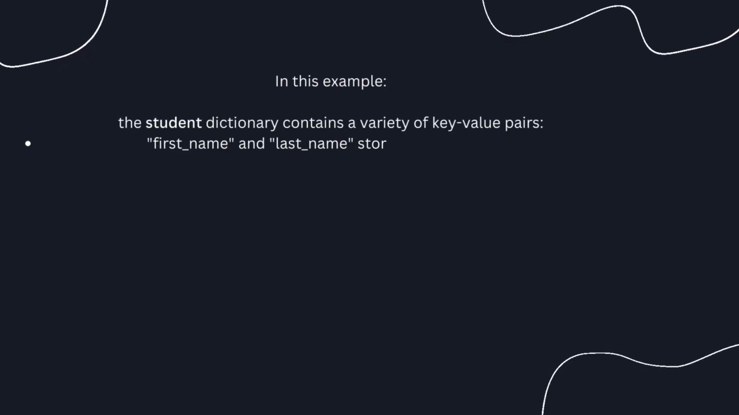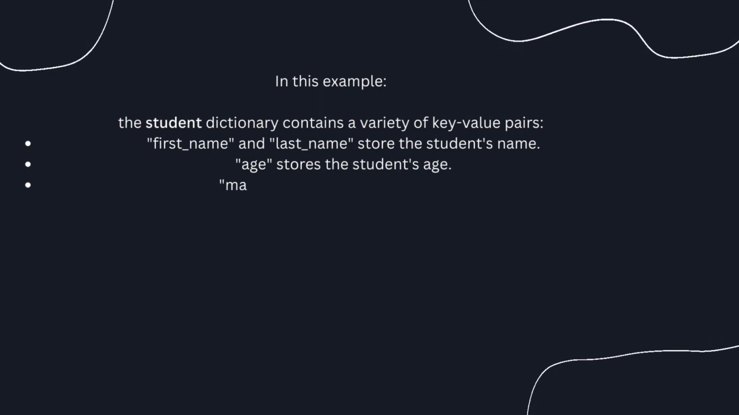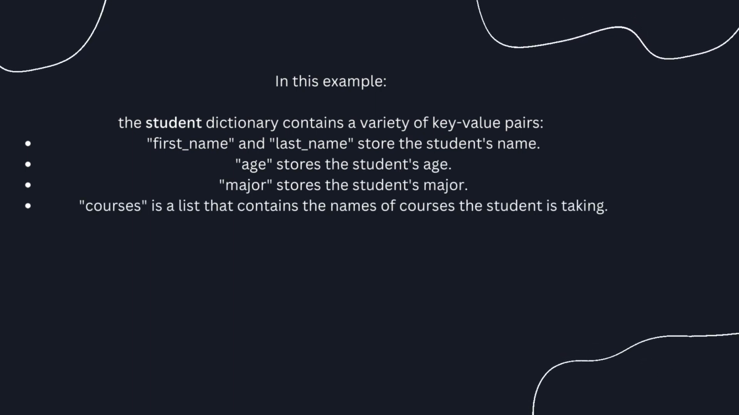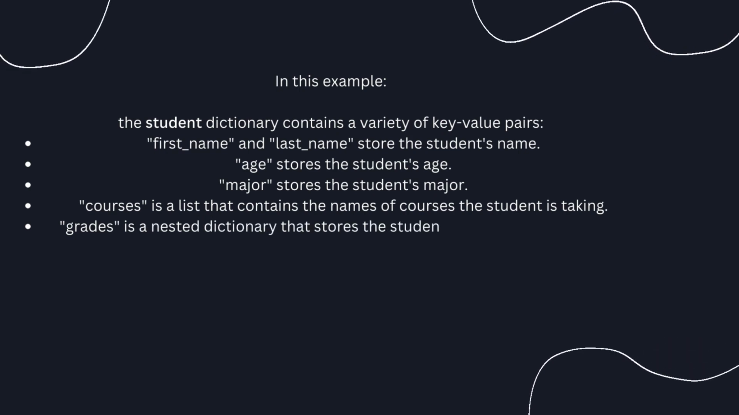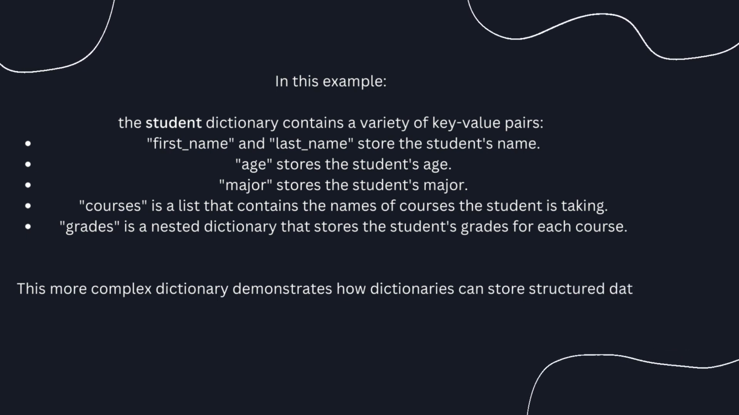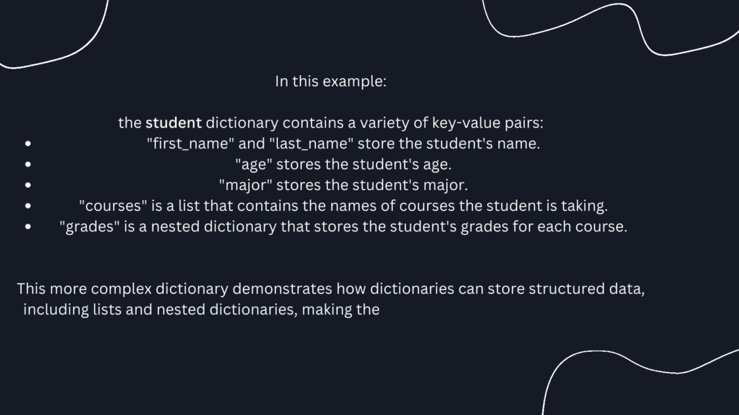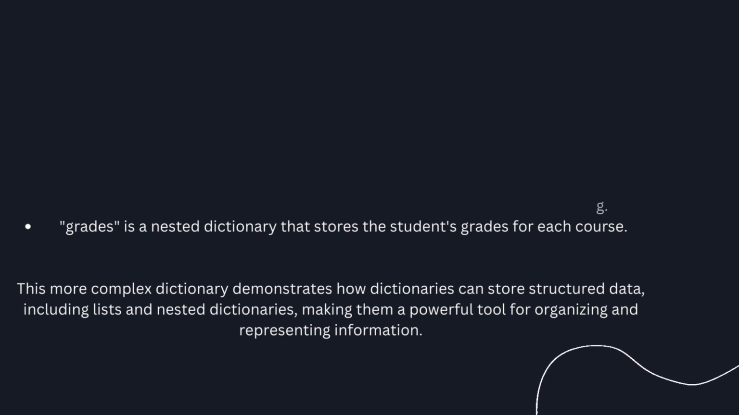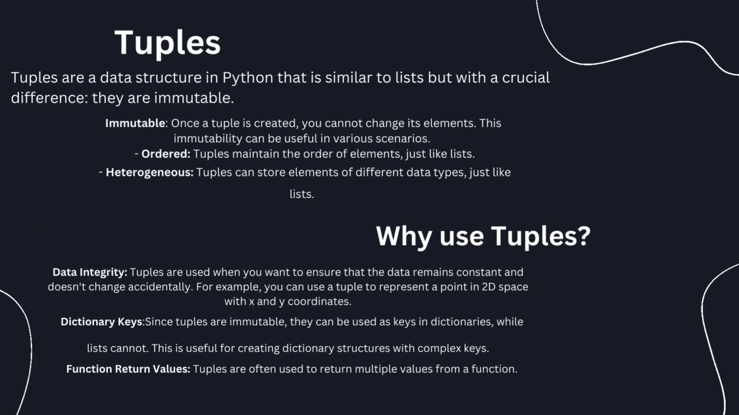So just to explain this a little bit, we have a student dictionary that contains a variety of key-value pairs. First name and last name store the student's name, along with age, major, etc., with courses and grades. This is a more complex dictionary that demonstrates how dictionaries can store structured data, including lists and nested dictionaries. All right, so we're going to move on to tuples real quick.